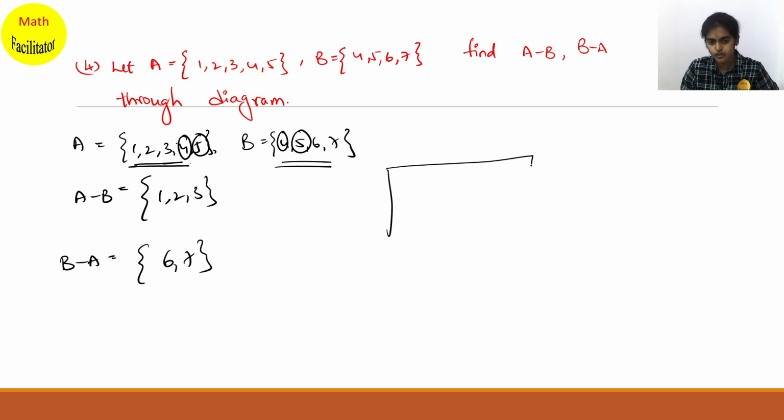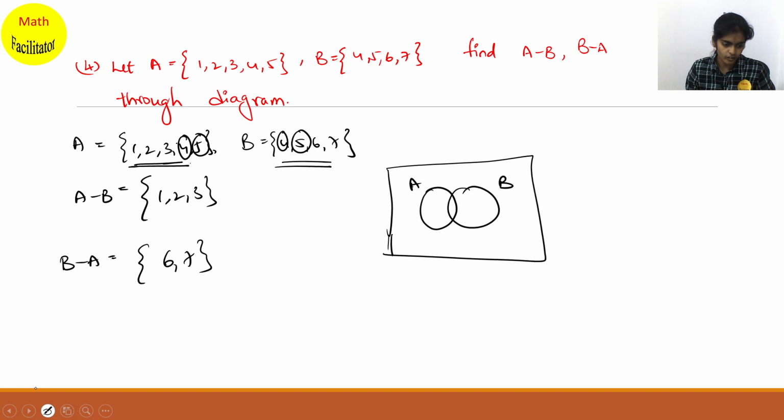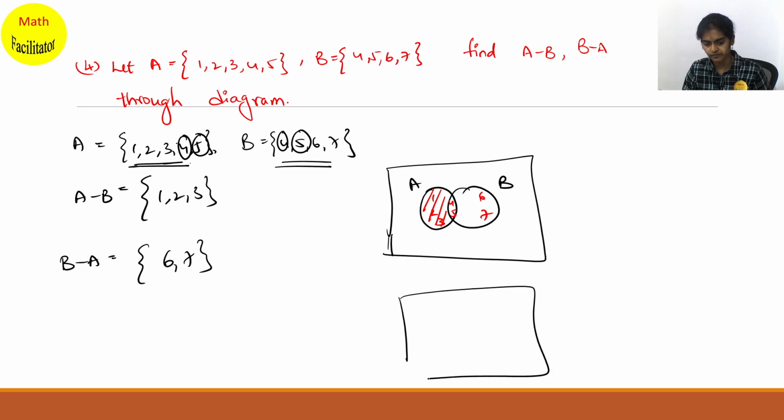The same thing, let's draw a figure and see. Sorry, Venn diagram. So this is A, this is B. Let's write the common elements. Common elements are 4 and 5. Okay, so you have 1, 2, 3 here, and 6 and 7 here in B. A minus B is 1, 2, 3. That means only this part is A minus B. Now let's draw B minus A.